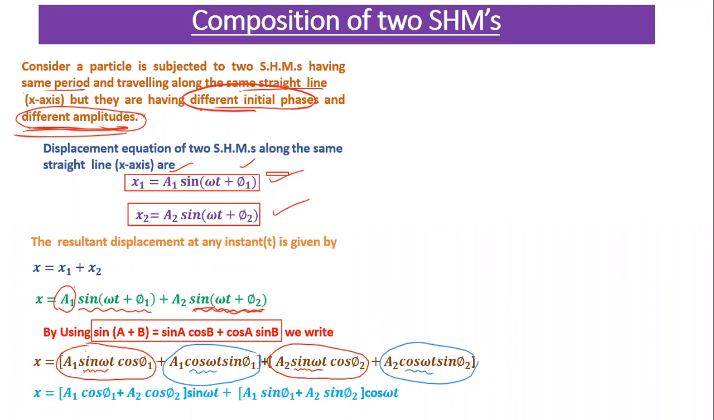Then we get the equation. See here, we have taken sine omega t common, then in a bracket we get a1 cos phi 1 plus a2 cos phi 2. Then as we take cos omega t common, we get a1 sine phi 1 plus a2 sine phi 2. So this is the basic mathematics.